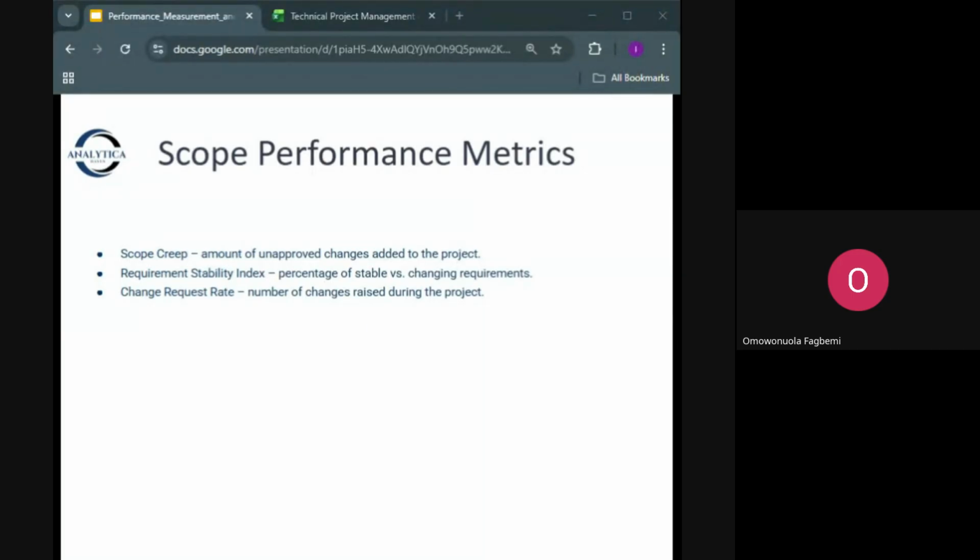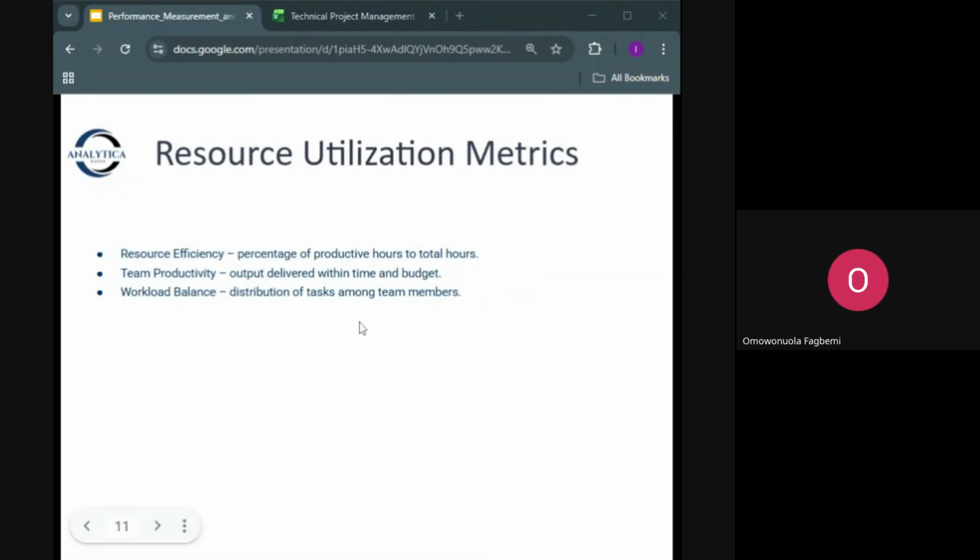So let's go to resource utilization metrics. Resources include labor, equipment, and materials. So for example, if one bricklayer is scheduled for 8 hours, but only works productively for 5, resource efficiency equals 5 over 8.